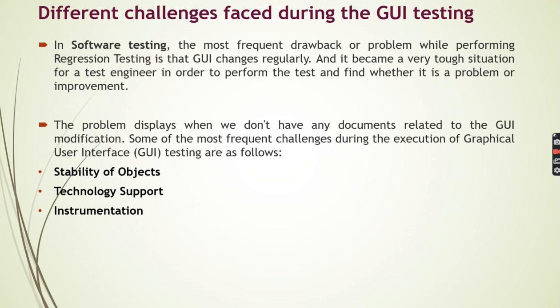Different challenges faced during GUI testing. In software testing, the most frequent problem while performing regression testing is that the GUI changes regularly, and it becomes a very tough situation for a test engineer to perform the test and find whether it is a problem or an improvement. The problem appears when we don't have any documentation related to a GUI modification. Some of the most frequent challenges during the execution of graphical user interface testing are stability of the object, technology support, and instrumentation.